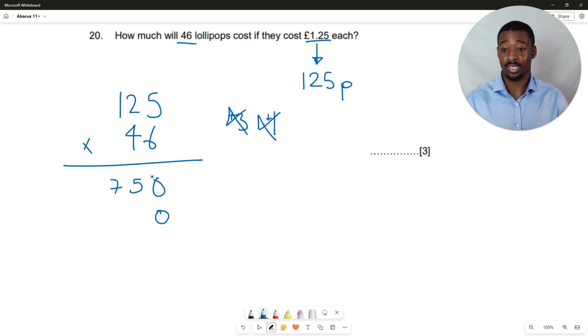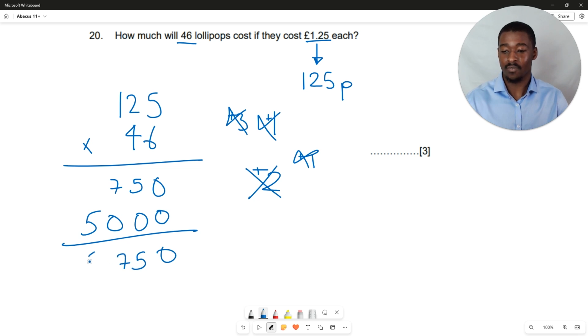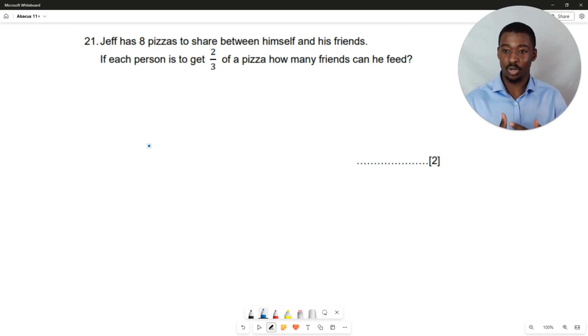Then we have the placeholder we place here. 4 times 5 is 20, so 0, carry the 2. 4 times 2 is 8, add the 2 we carried over, 10. 4 times 1 is 4, add the 1, 5. Okay, so we should have 5,750 pence. And now we have it in pence, we can convert it back into pounds if we want to. And this would be £57.50.